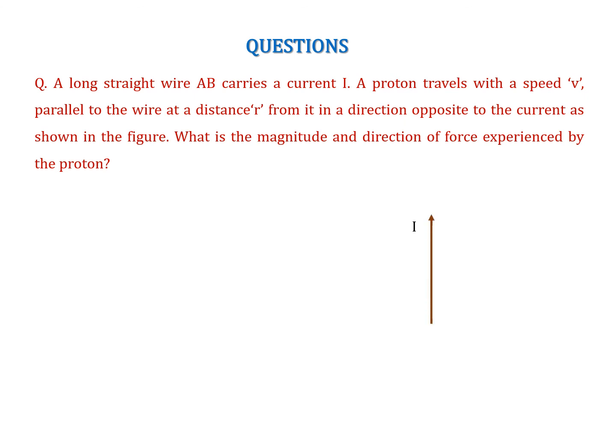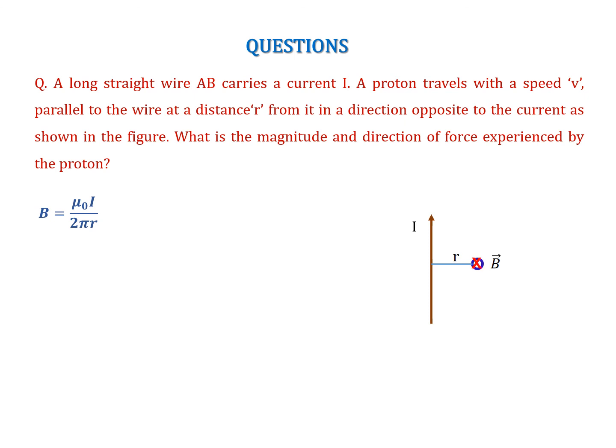We take a current carrying conductor. At a distance r from the conductor, we will have a magnetic field produced by the current, and the proton will move in the magnetic field and hence experience a force. First, let us see the magnetic field. It will point inwards according to the right hand thumb rule, and the magnetic field is given by mu naught I upon 2 pi r.